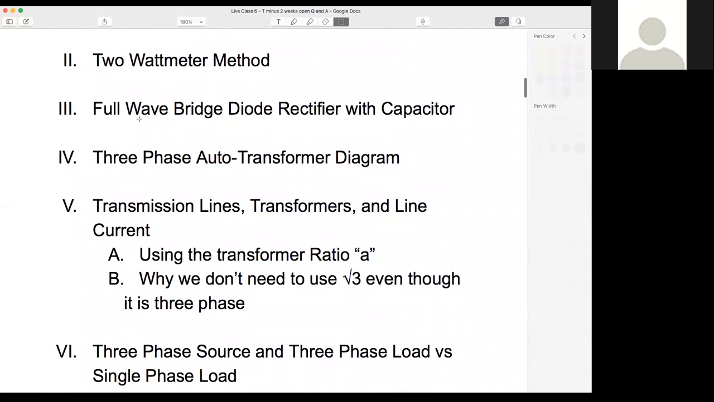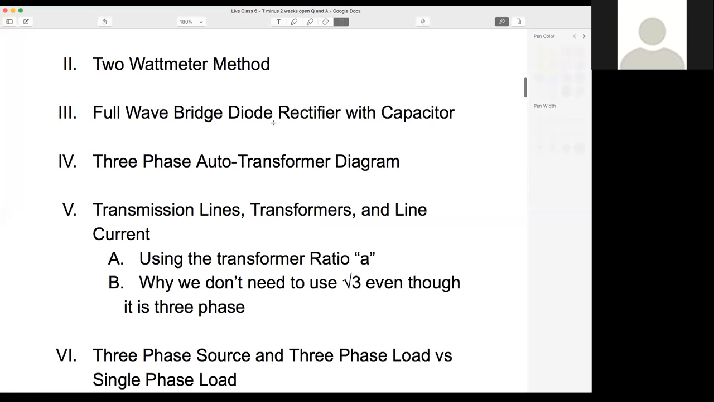Next, I've been getting a lot of emails on power electronics. So the full wave bridge diode rectifier is one of the most common ones that we'll see. And what we're going to do is throw a smoothing capacitor, or a rectifying capacitor, at the end of that circuit, and we're going to take a look at the inputs, the outputs, and how that capacitor affects it. And really where people have a hard time here is tracing those diodes.